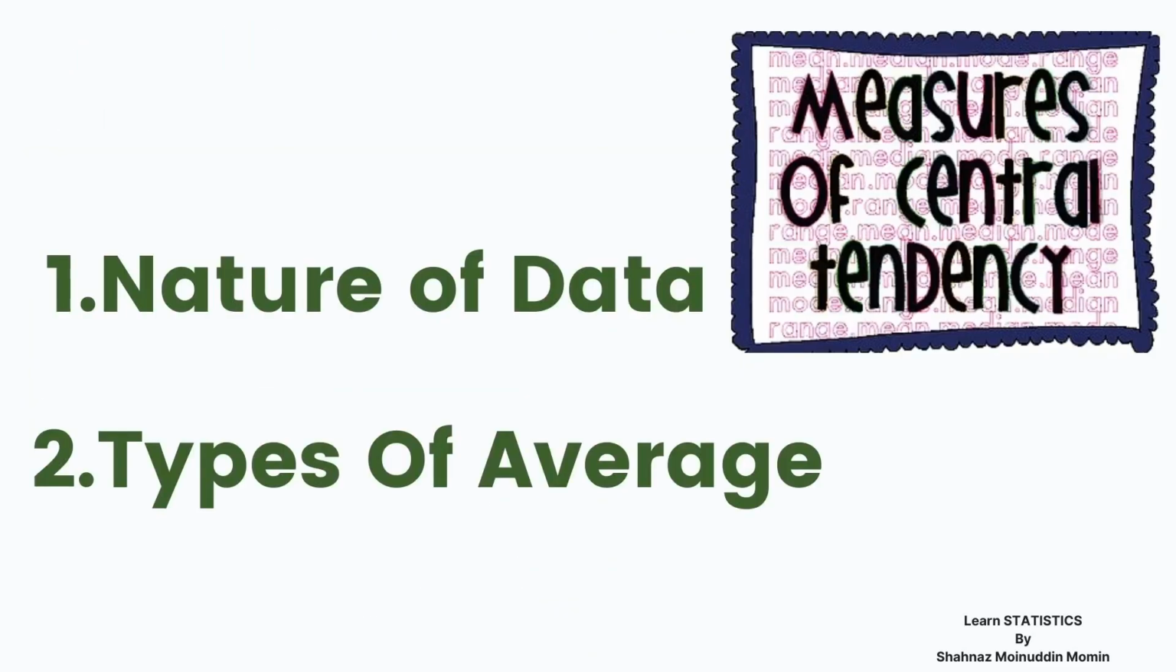In this lecture, we have learned the nature of data, in which we have studied three natures of data: individual data, discrete data, and continuous data. And in the next point, types of average, we have learned the arithmetic mean. Arithmetic mean, its definition, and how to calculate the arithmetic mean for individual data, discrete data, and continuous data.